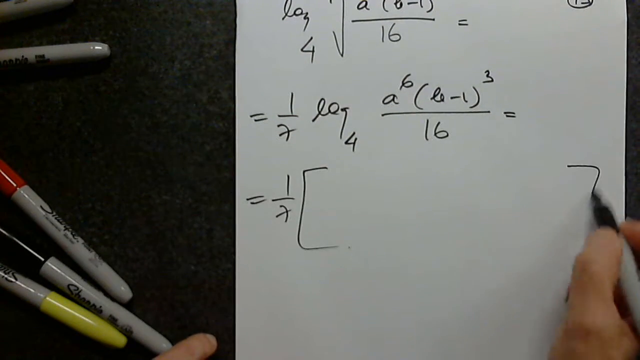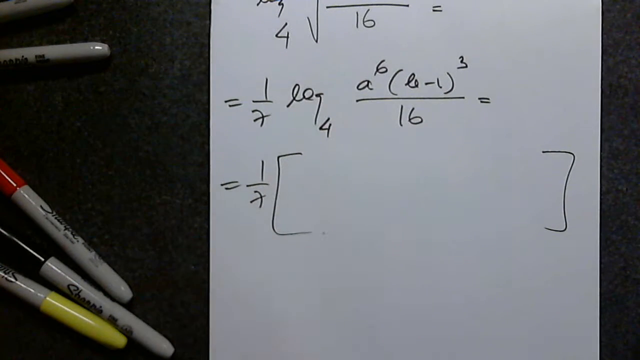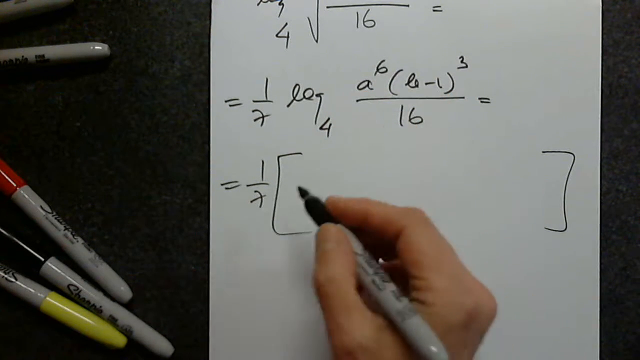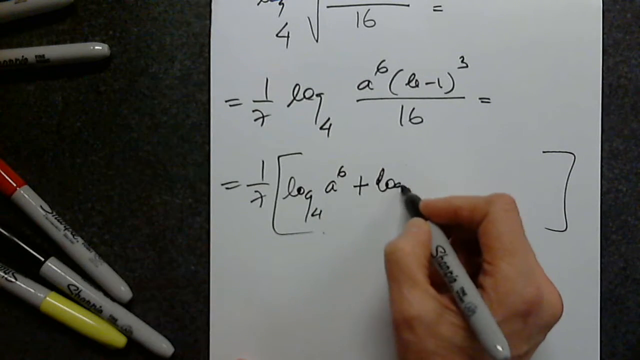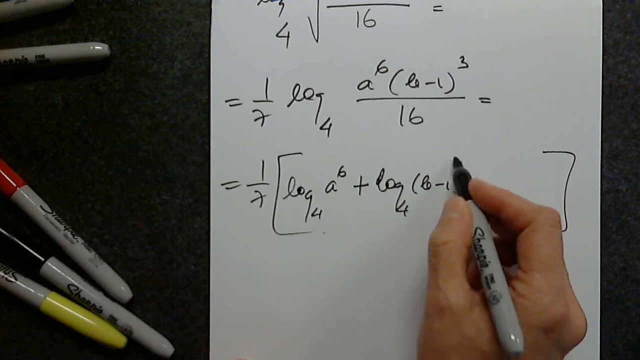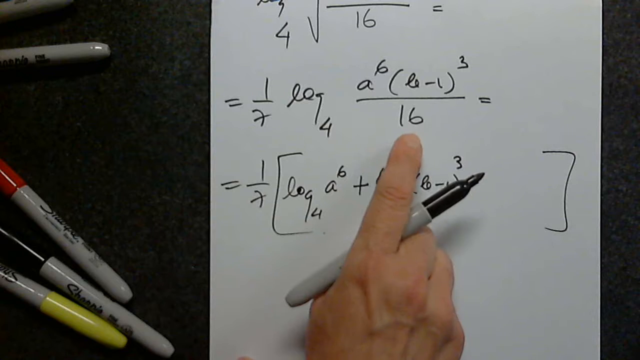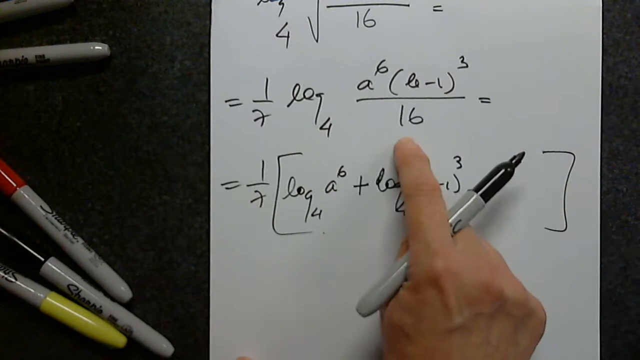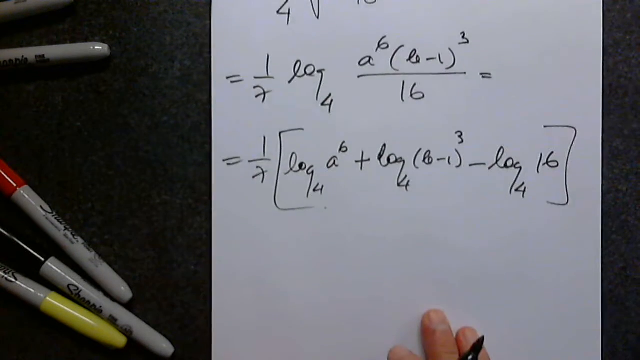Allow 1 over 7 to wait for us. So log applied to a ratio. What does that equal to? I have 2 factors at the top. So log base 4 of a to the 6th plus log base 4 of b minus 1 to the 3rd. And I have 1 factor in the denominator, and that will have what sign in front? Because it's coming from the denominator. Correct. Log base 4 of 16. Excellent.